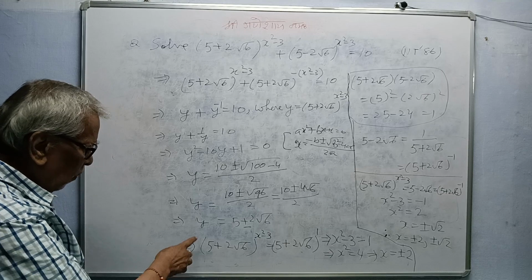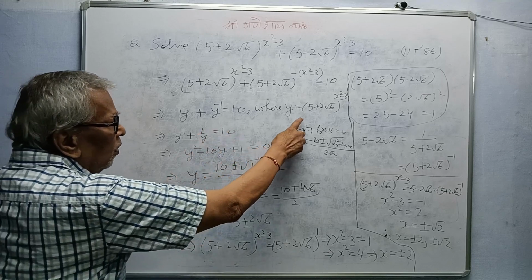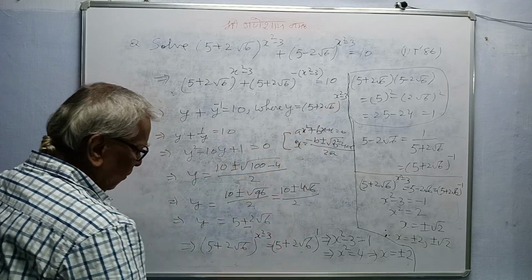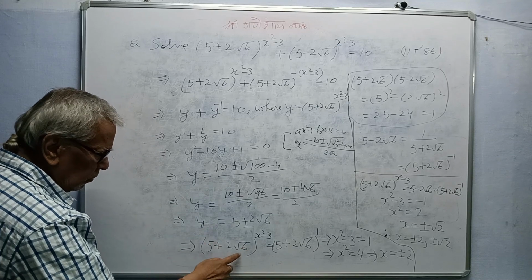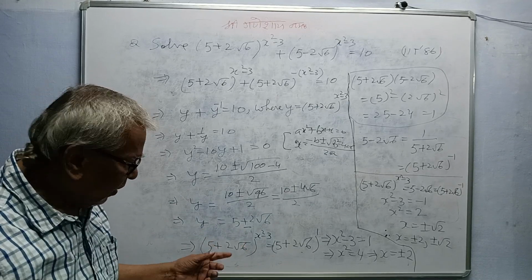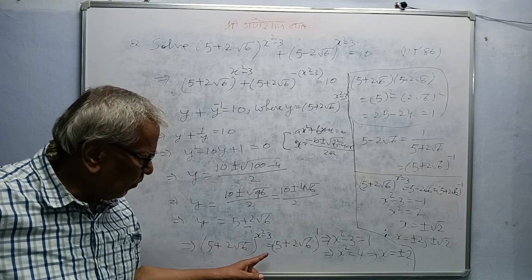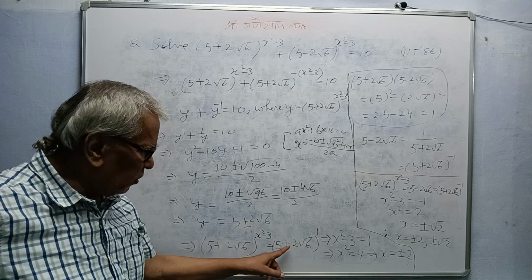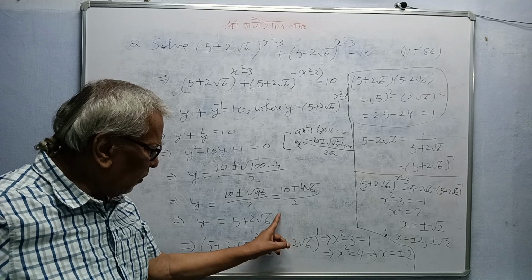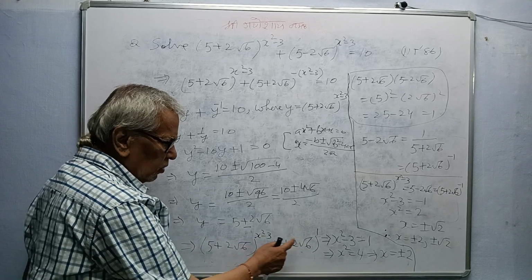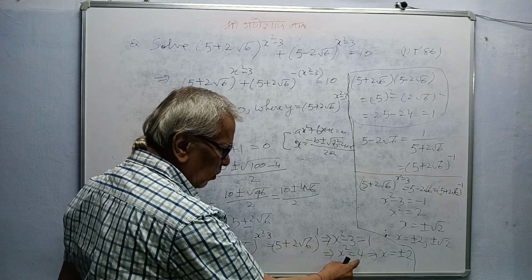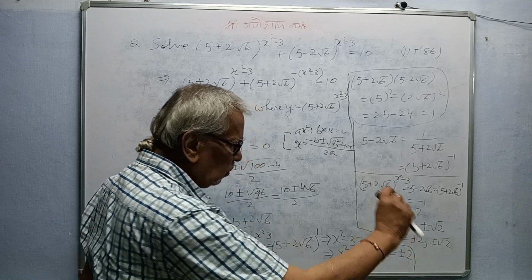Now y is (5 plus 2 root 6) to the power x square minus 3. So y has two values here. First of all we will take 5 plus 2 root 6. This is the power 1. So x square minus 3 is equal to 1. So x square is equal to 4. So x is equal to plus minus 2.